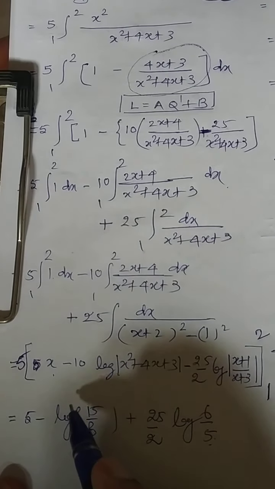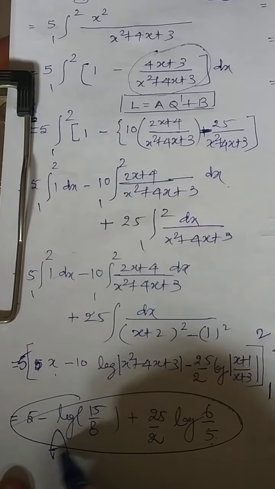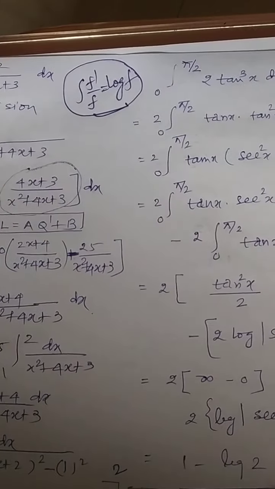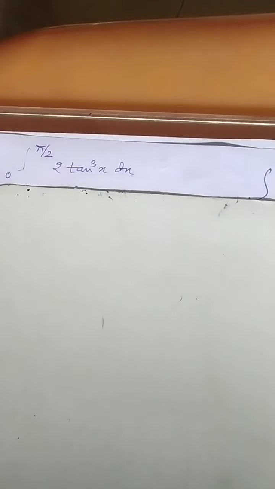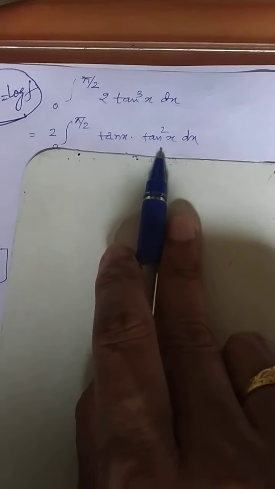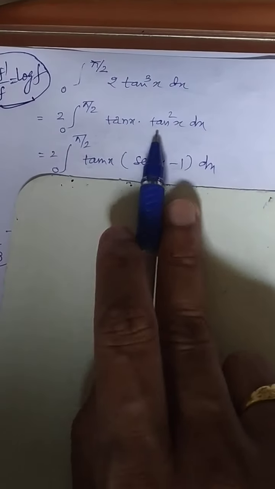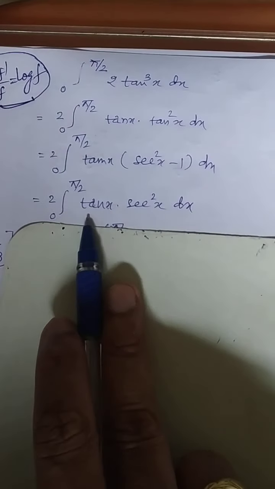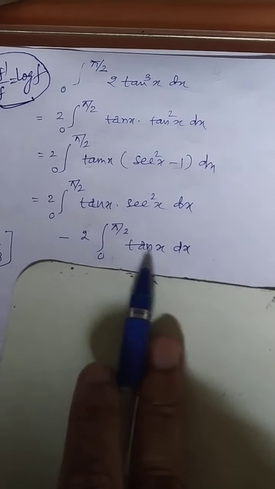So this is the method to get the answer. Two more questions we'll talk about on the definite integral. The question is 0 to pi by 2 of tan cube x. Now you know how to integrate tan cube x. Tan cube x can be written as tan x into tan square x. Now this tan square x can be written as sec square x minus 1. Now separate: tan x into sec square x dx minus tan x.